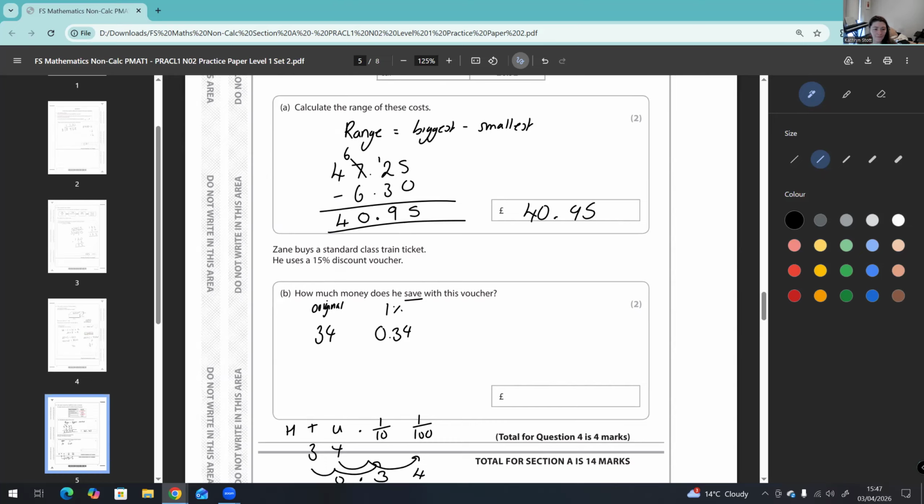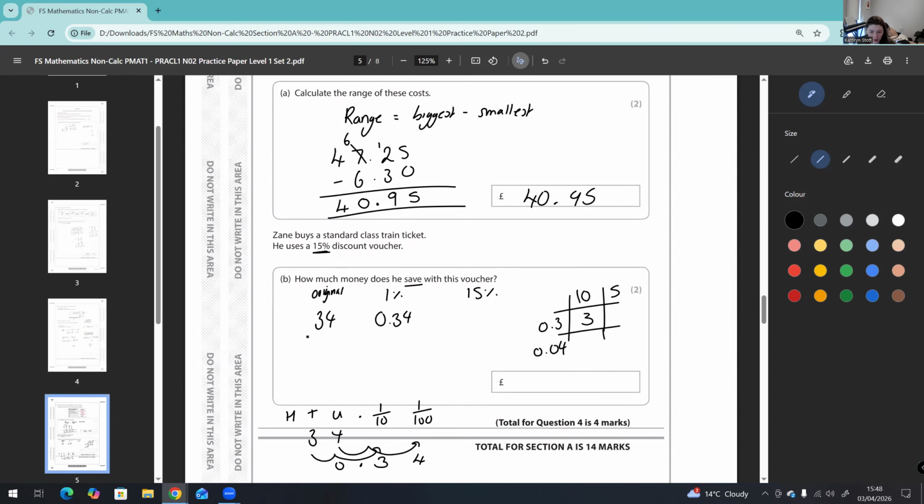Right, we want 15%, so we're going to times this by 15. Going to use our grid method. So we're going to have 0.3, 0.04, and then times it by 15, so that's going to be a 10 and a 5. This first column is really easy. So 0.3 times by 10 is going to be 3.